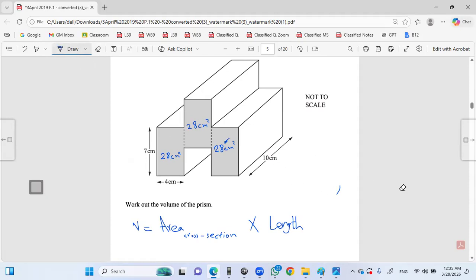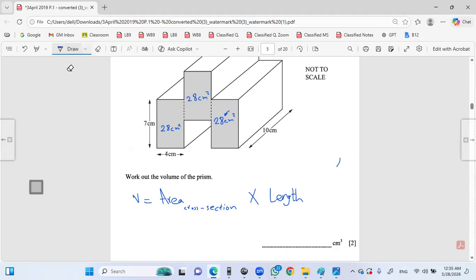Okay, so 28 times 3. So area of cross-section is actually 28 multiplied by 3. That's going to give you the area of the cross-section, 28 and 28 and 28. Then you times it by the length, which is 10.